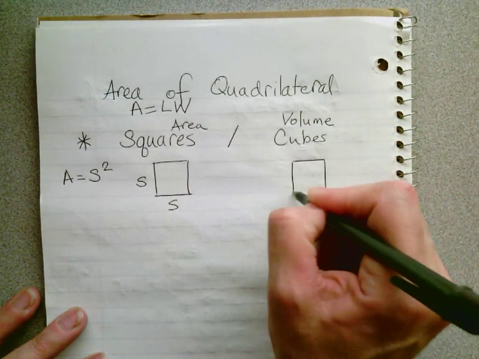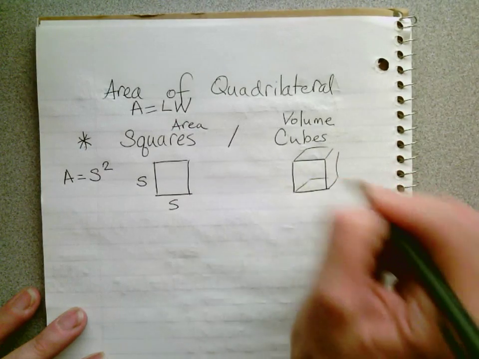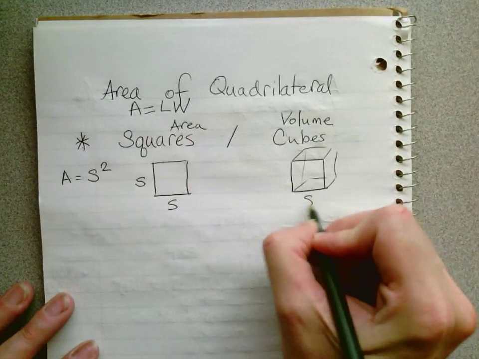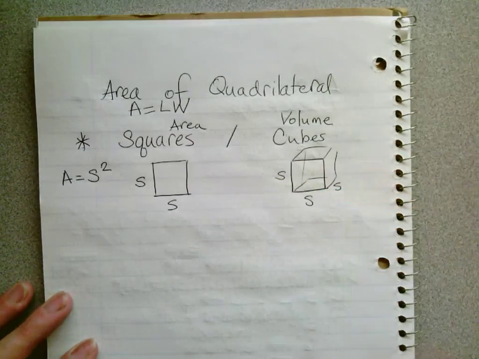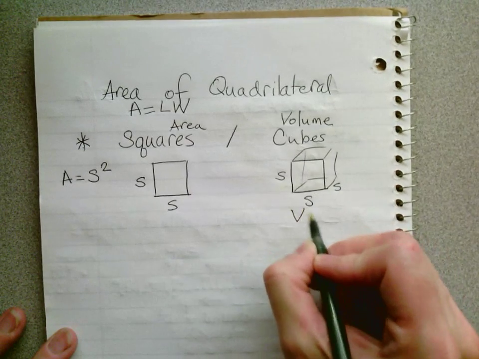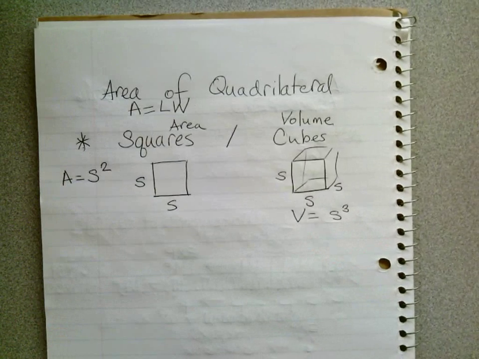Cubes, on the other hand, since it's a three-dimensional shape, instead of writing length times width times height, remember, we already know that all the sides are the same because they're cubes. The volume of a cube is equal to the side cubed. Okay? Side cubed.